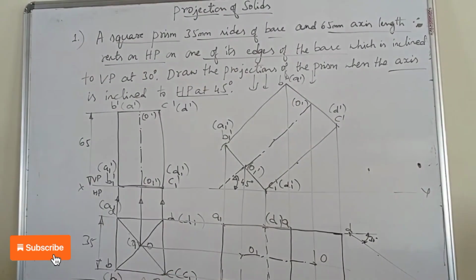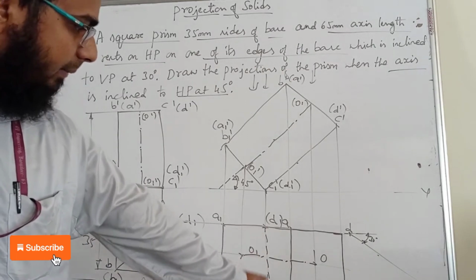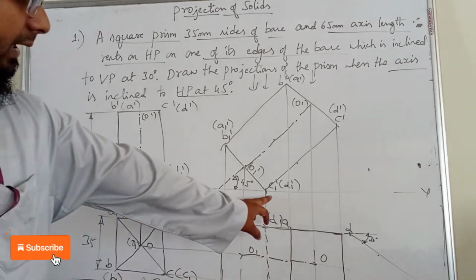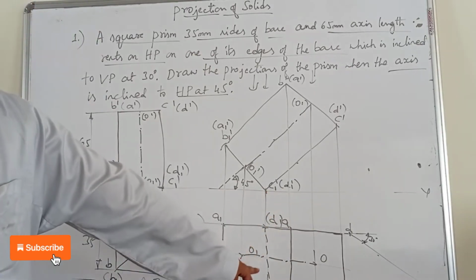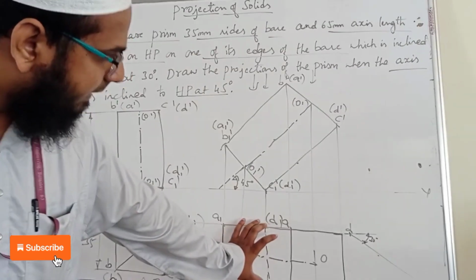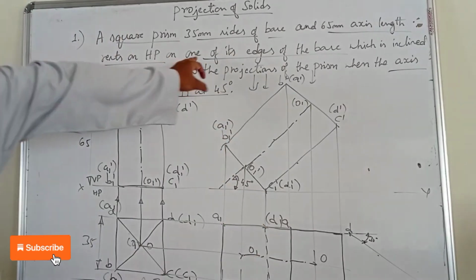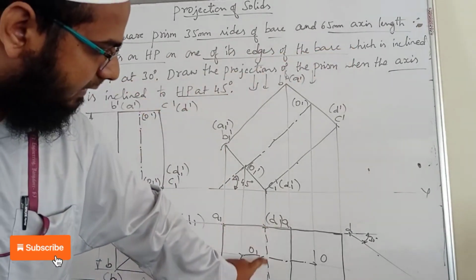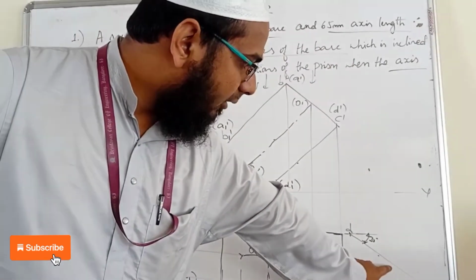Now what we have to do? You can see this is the base edge, C1 D1. In this problem also we are inclining with C1 D1, that's the base edge. You can see in the question also: one of the edges of the base is inclined to VP at 30 degrees. That is D1 C1. So we have to make it rest on this angle line.